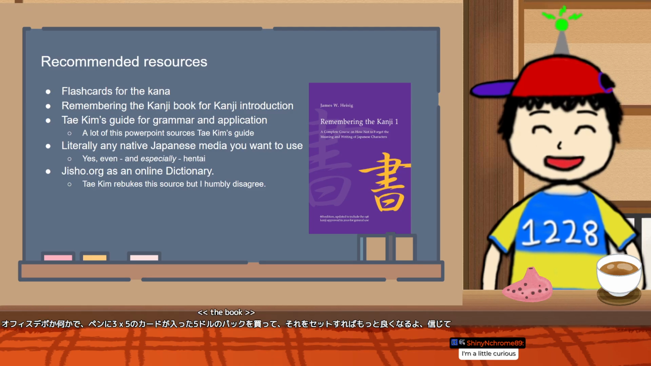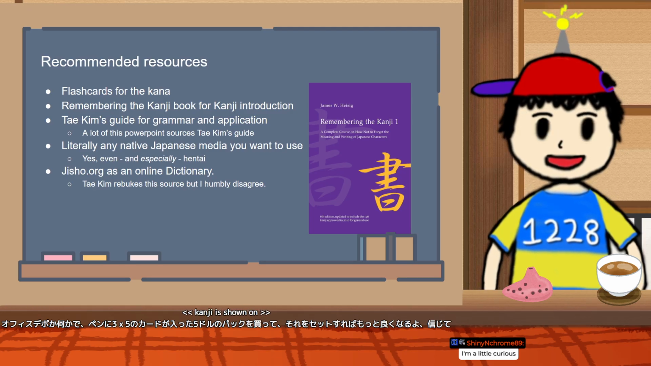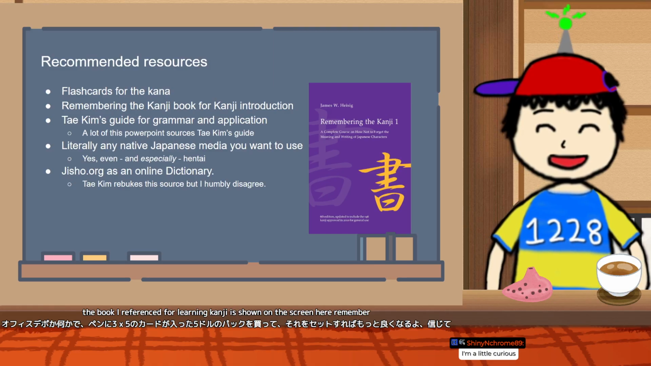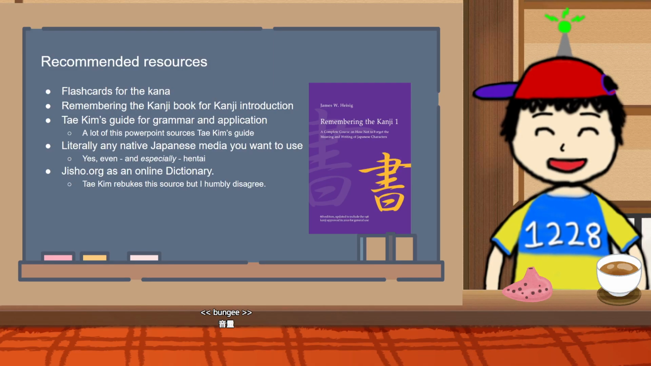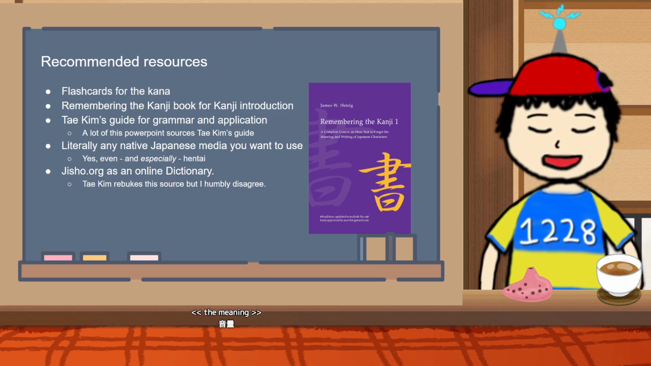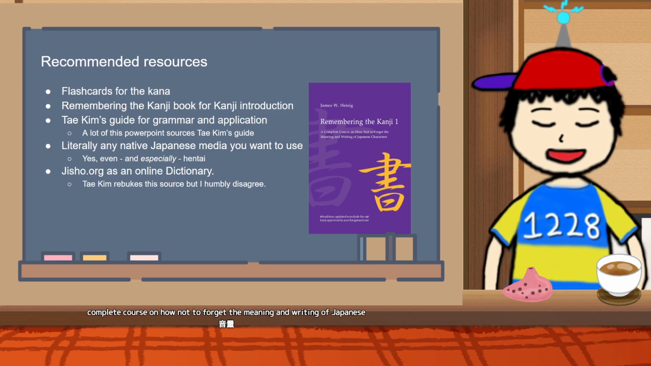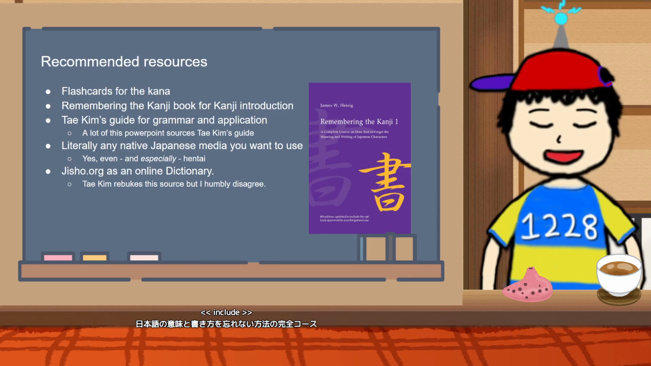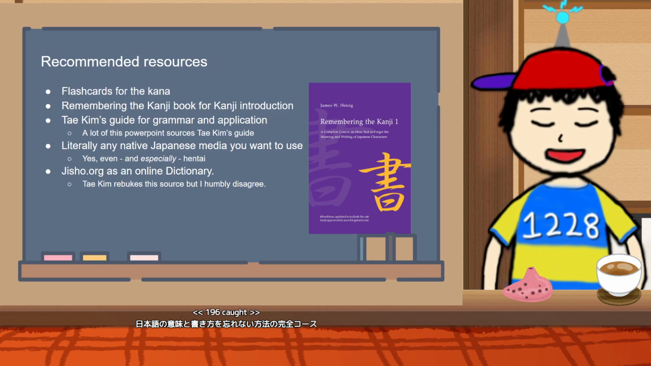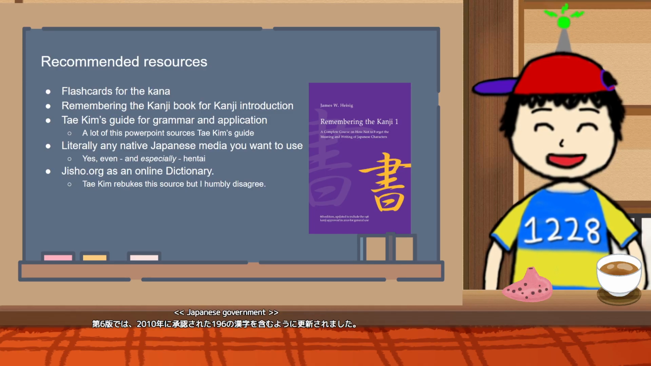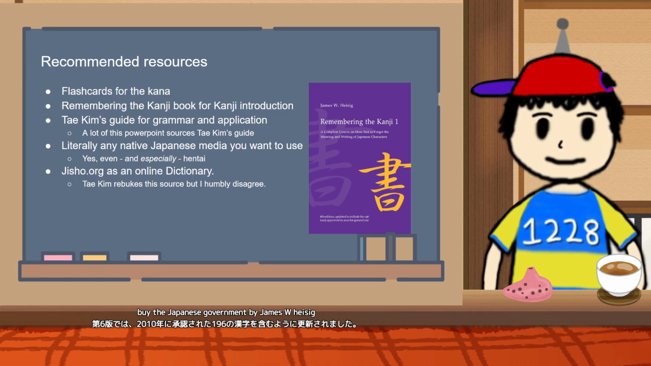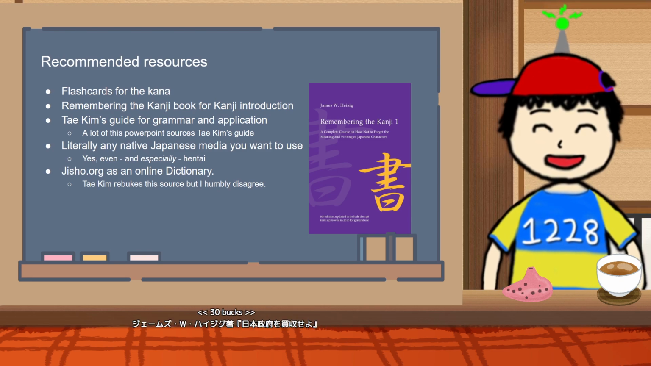The book I referenced for learning kanji is shown on the screen here. Remembering the Kanji 1: A complete course on how not to forget the meaning and writing of Japanese characters, 6th edition, updated to include the 196 kanji approved in 2010 for general use by the Japanese government, by James W. Heisig. This book is about $30 on Amazon. I'm not sure if it was $30 back in 2020. It might be a little more expensive now.